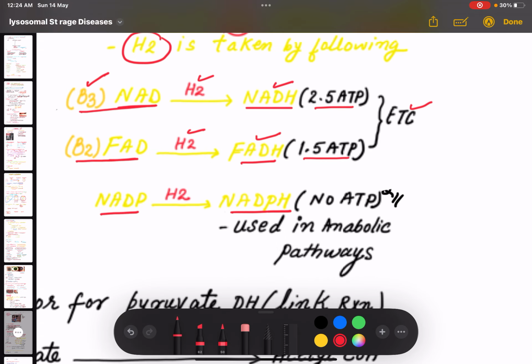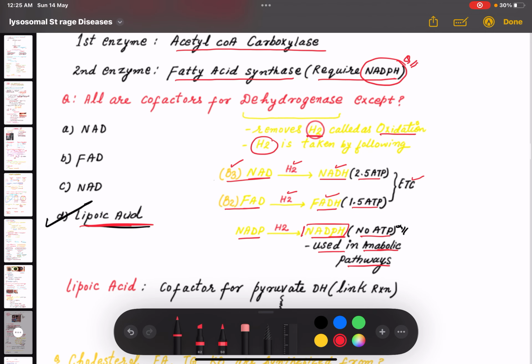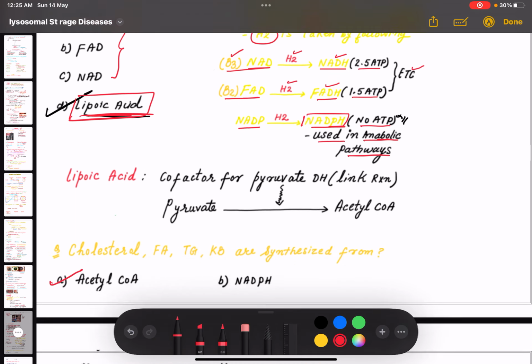But I have told you that in the HMP pathway we get NADPH, but we don't get any ATP from the HMP pathway or from NADPH. No ATP is formed from the NADPH. This NADPH is used in anabolic pathways like fatty acid synthesis, as I have mentioned above. Therefore, all these are cofactors for dehydrogenase, but lipoic acid is not.